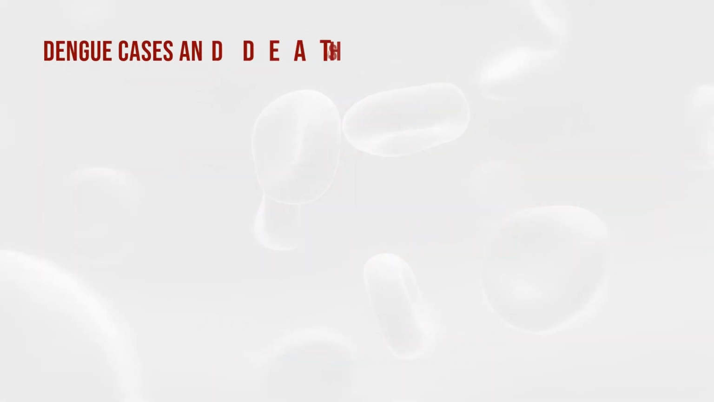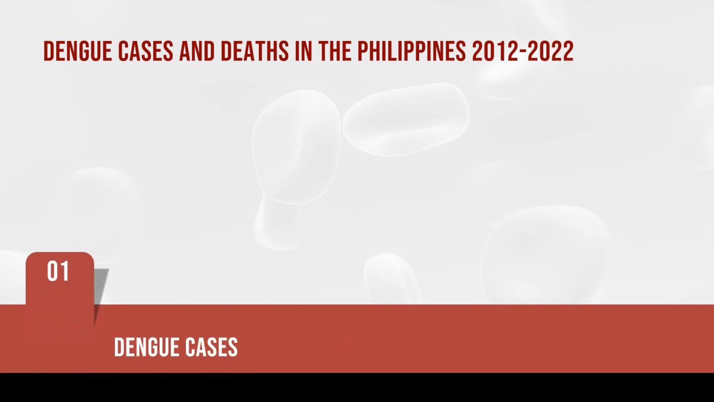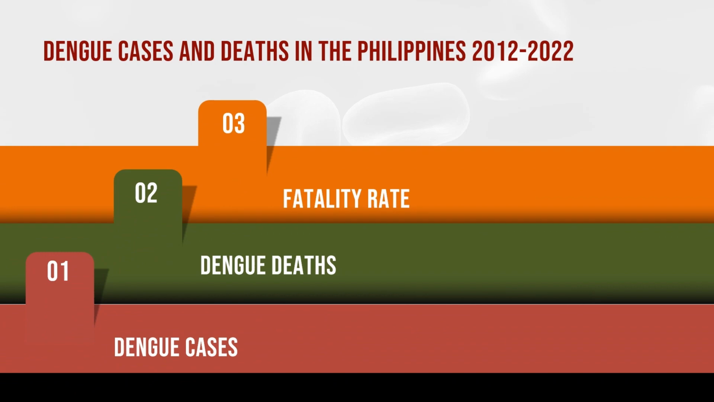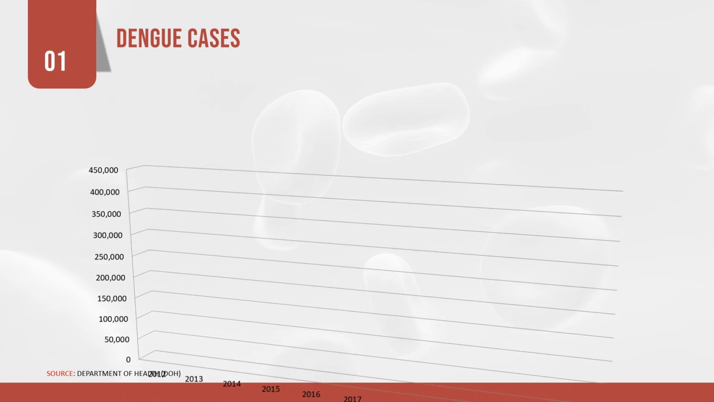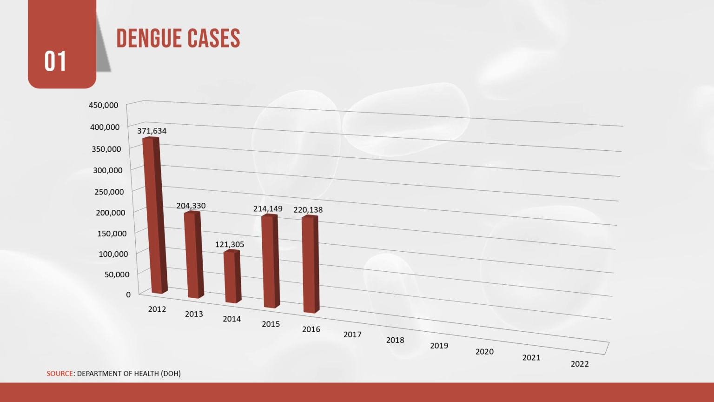Now here are the number of dengue cases and deaths recorded in the Philippines in the year 2012 to 2022. Let's go through them one by one. As for the cases, these are the recorded cases in 2012, 2013, 2014, 2015, 2016, 2017, 2018. As we can see, the numbers have spiked a little with 240,000 cases, and this is 2019.